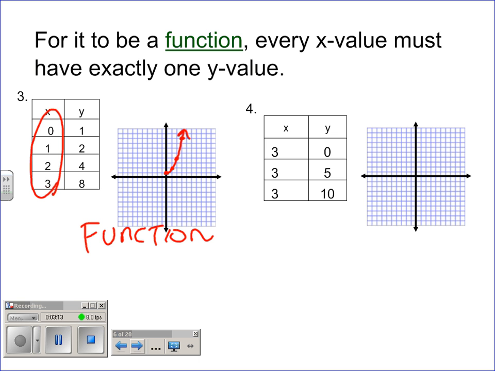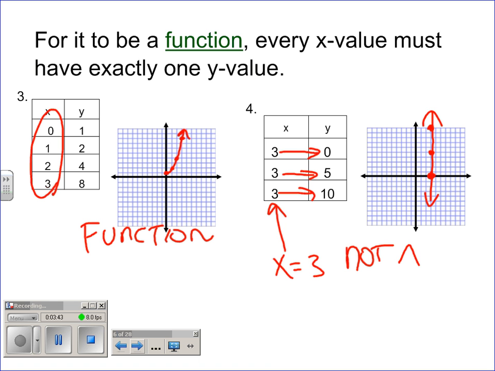Number 4, however, is not a function because for every x value, there's not exactly one y value. There are multiple y values for the same x value of 3. So when x equals 3, y equals 0, 5, and 10. So it's not a function. So 3, 0, 3, 5, and 3, 10. So this is not a function. Next example.